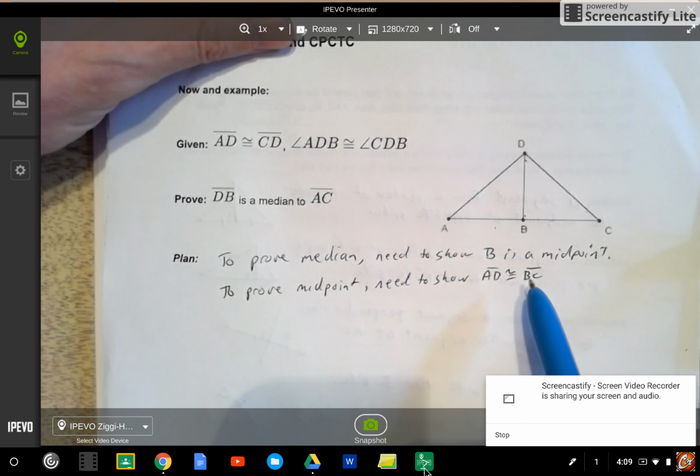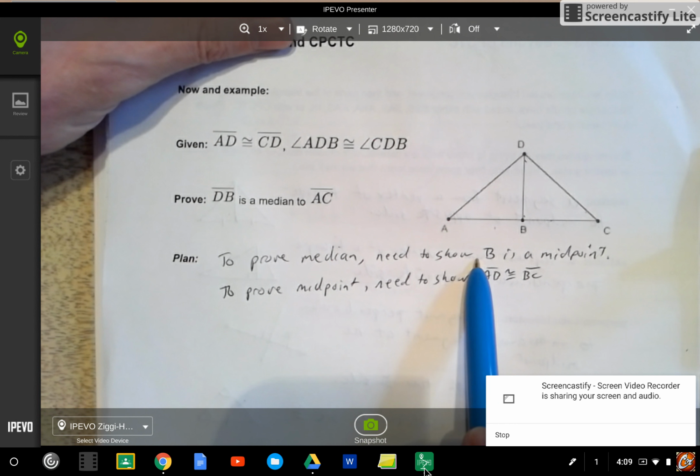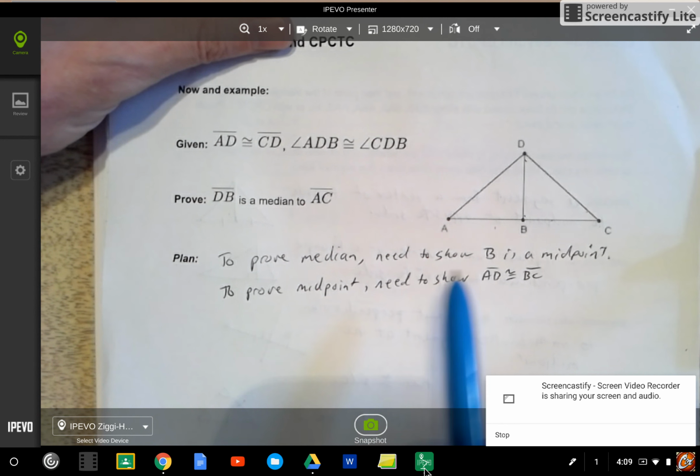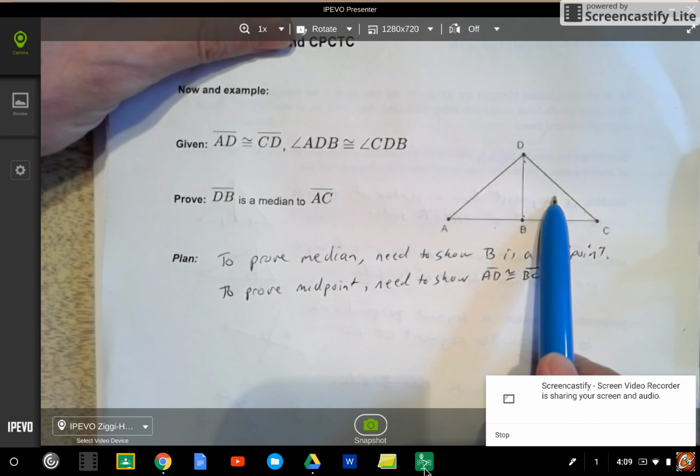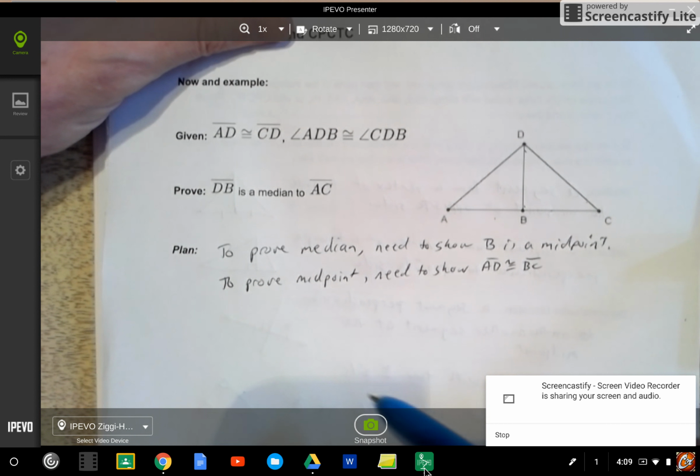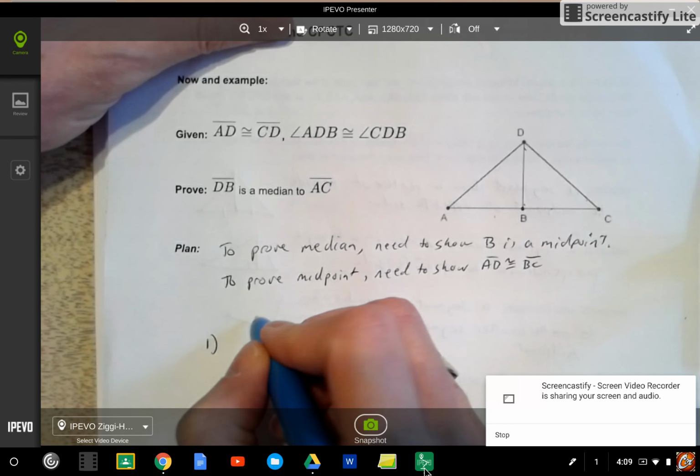So now I've got my idea. I'm going to try to prove a median, so I need to show it's a midpoint. B is a midpoint. I need to show those are congruent. To show these are congruent, I need to know the triangles are congruent. To prove the triangles are congruent, well, we need one of those 5 reasons. So now that I've got my plan, I'm going to get started.